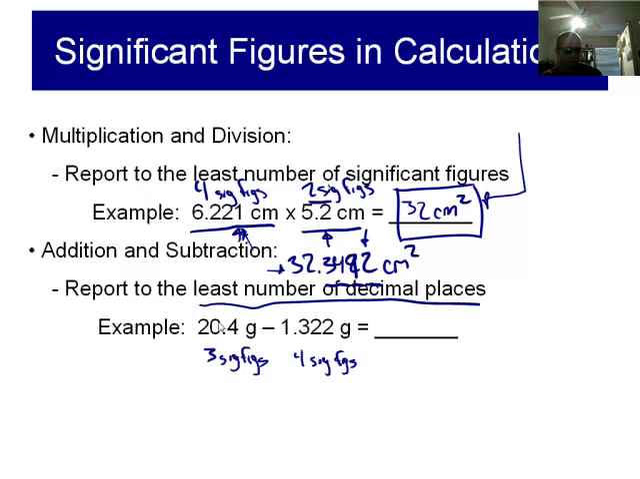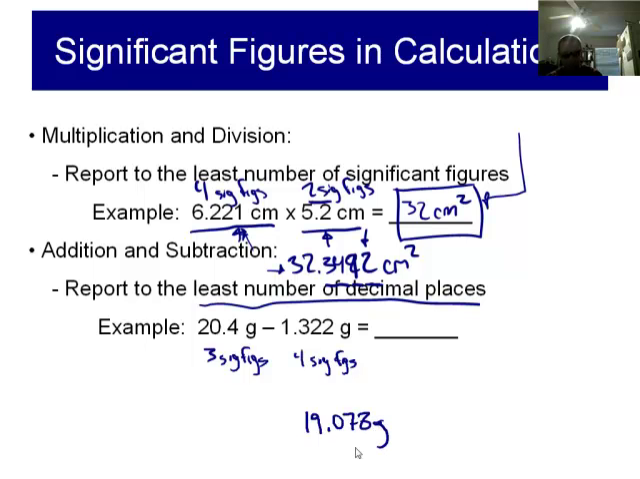Now notice, this has got 1 decimal place. We only know that to the tenths. This has got 3 decimal places. We know that to the 1,000th of a gram. That's pretty good, okay? So if we do this subtraction on our calculator, 20.4 minus 1.322, okay, we're going to get 19.078 grams.